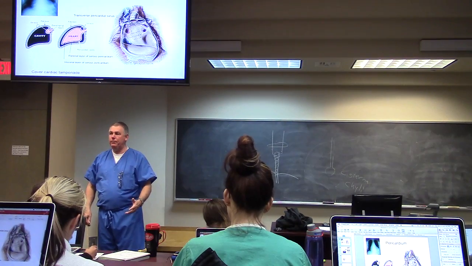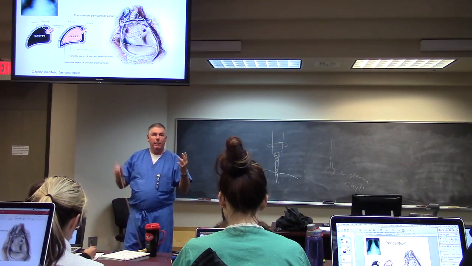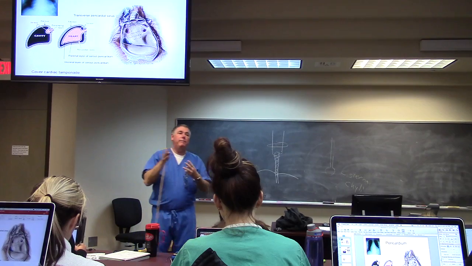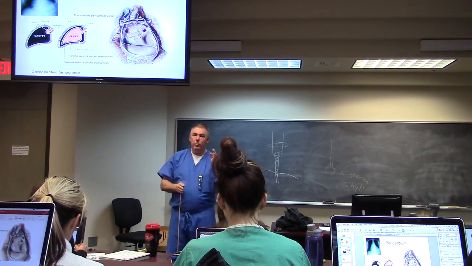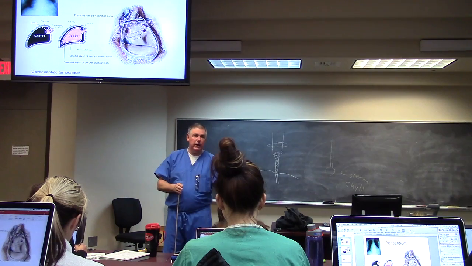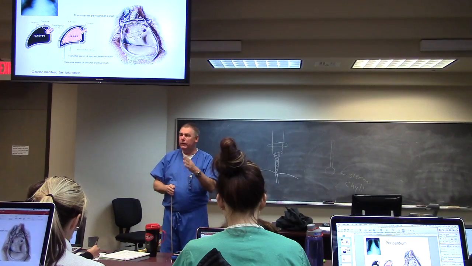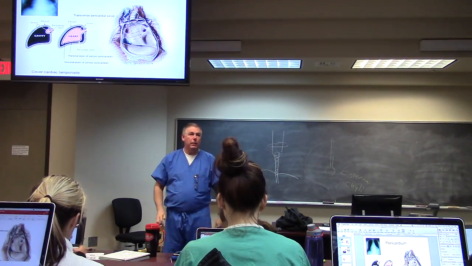Everybody got that? All right, so the pericardium has 3 layers: the fibrous pericardium, the parietal layer of the serous pericardium, and the visceral layer of the serous pericardium. Between the visceral and parietal layers of the serous pericardium is the pericardial sac, or cavity.